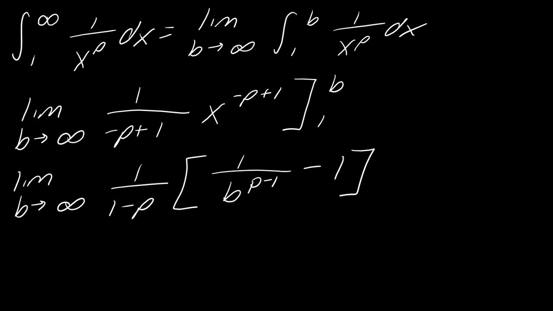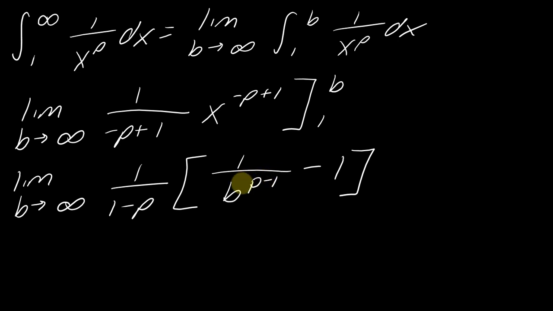Okay, so now I have to think about when this is going to converge. Basically what I want to have happen here is, if you think about this, I need b to not end up in the numerator. So let's pretend that p equals negative 1. Then this would become b to the negative second, so this would be b squared. And then the limit as b goes to infinity, this is obviously going to go to infinity. So I have to think about what values are not going to create a negative exponent here.